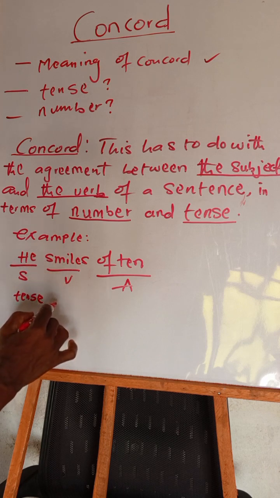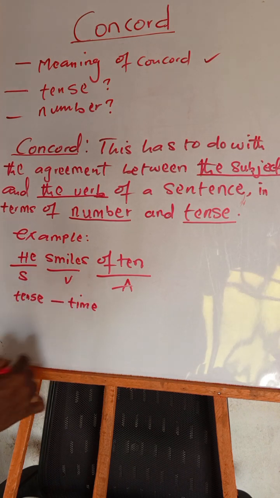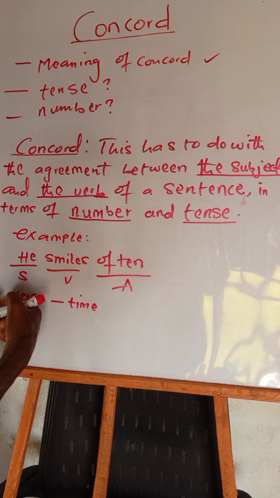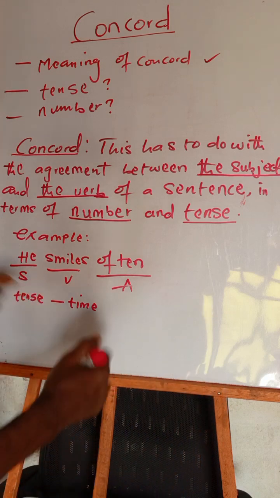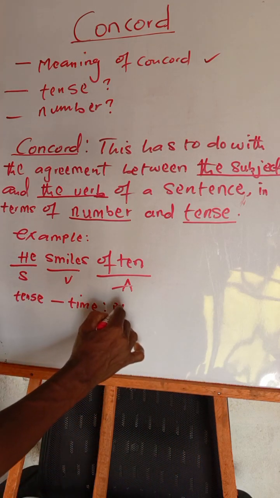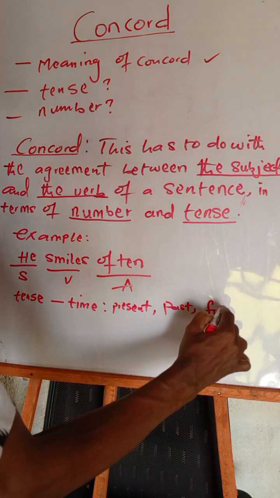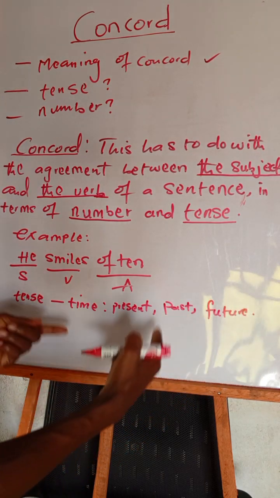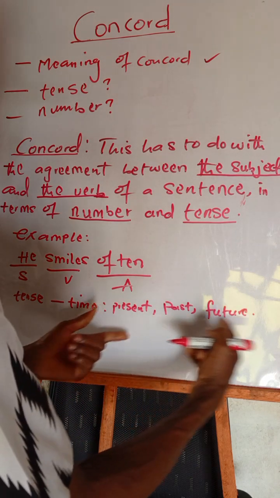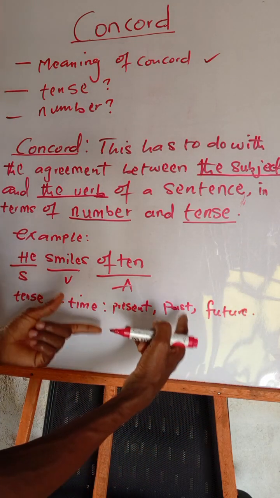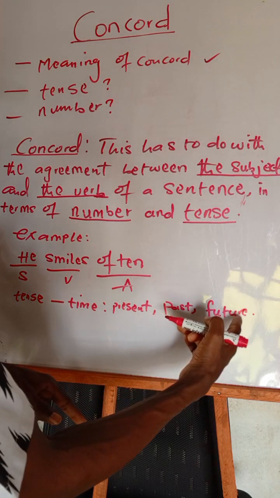tense refers to what? Time. Are you seeing it? We are still coming back to the sentence. We are looking at tense. Tense refers to the time that an action took place. The time could be present, could be past, or future. So every sentence is trying to express these three things. So tense refers to time, and the time could be present, past, or future.